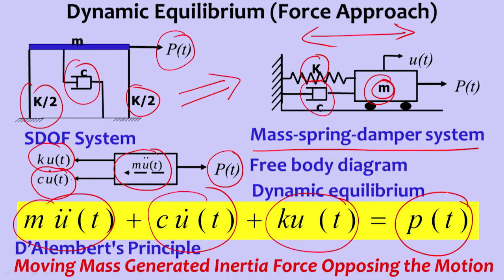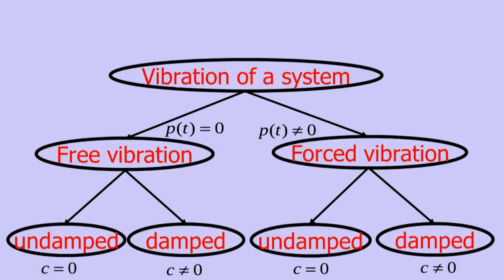This equation can be understood as arising from D'Alembert's principle, which says that a moving mass generates an inertia force opposing the motion. As you can see here, the mass is moving in the forward direction, and the inertia force is generated in the backward direction. So this vibration of the system, let me write: m u double dot plus c u dot plus k u is equal to p of t.